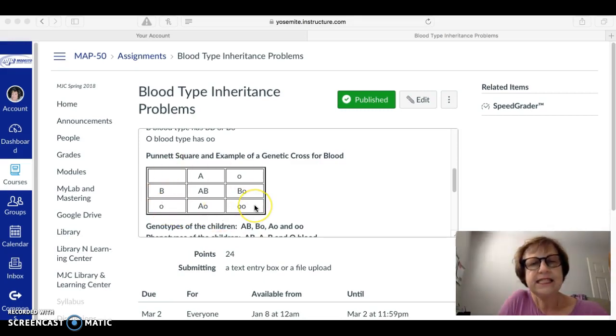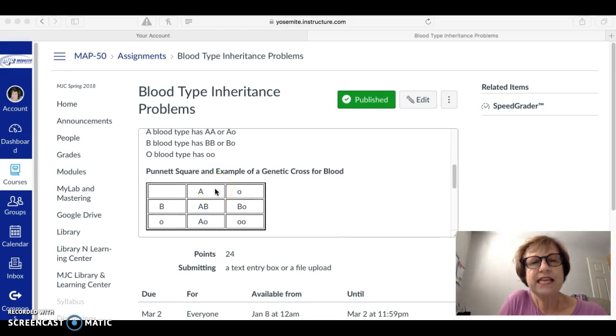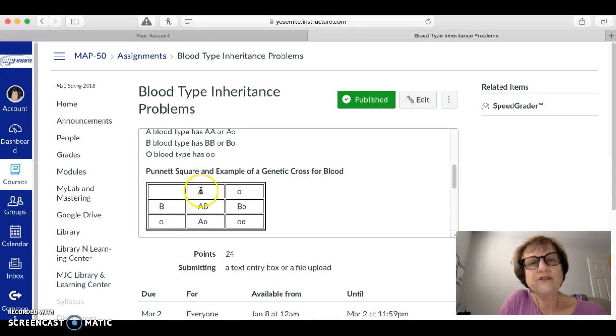So in this case, this is an example of where a parent has A blood, and we said there are two possibilities of genotypes to have A blood. This particular parent, we know, has an A gene and an O gene. And the other parent has type B blood and has a B gene and an O gene. So in order to find out what the children would have, you take the letter from the top of the square and the letter from the side of the square and put them together.